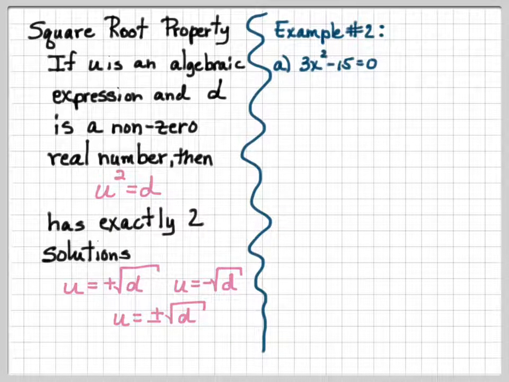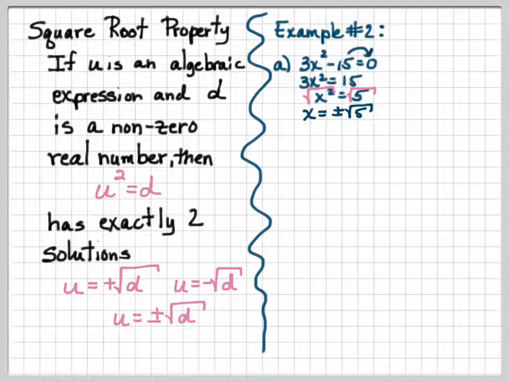So what I need to do is get that x squared all by himself, which means I'm going to have to add 15 to both sides. So I have 3x squared equals 15. And then I'm going to divide by 3, which means x squared equals 5. Then take the square root of both sides, x equals plus or minus the square root of 5. So that's our answer for that one.